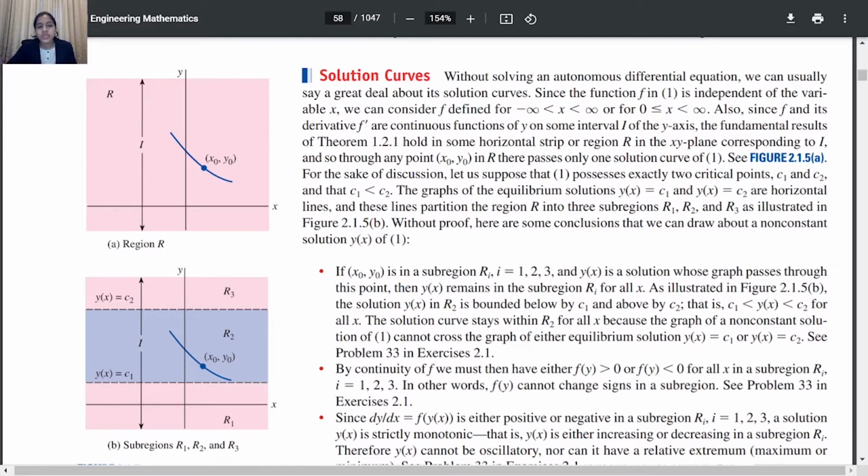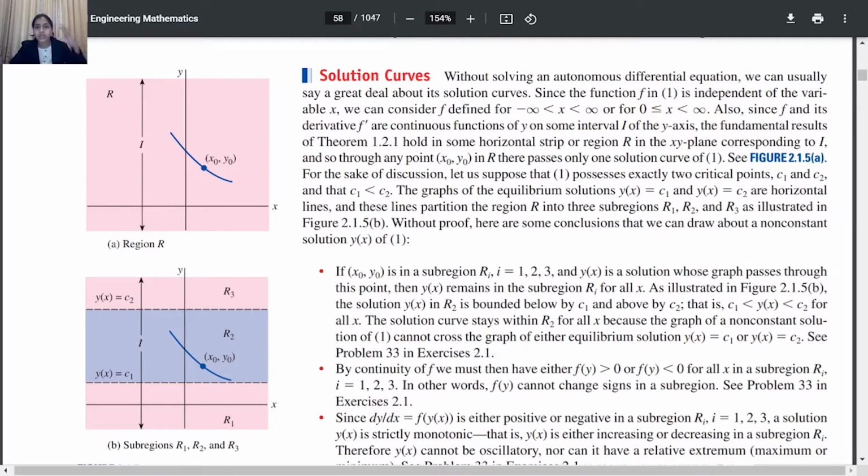So here, we are just going to suppose that we have two critical points, c1 and c2, and we are considering two equilibrium solutions, that is y of x equal to c1 and y of x equal to c2, with c1 less than c2. When we consider the equilibrium solution y of x equal to c1, it is a constant, that is, a straight horizontal line. So we will divide this particular region R into three regions, R1, R2 and R3.